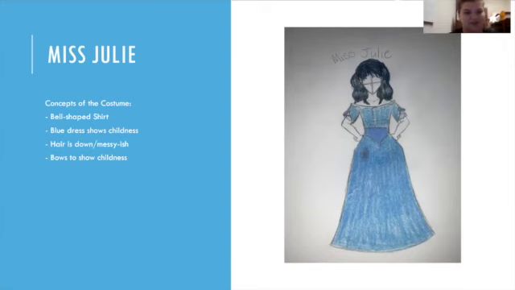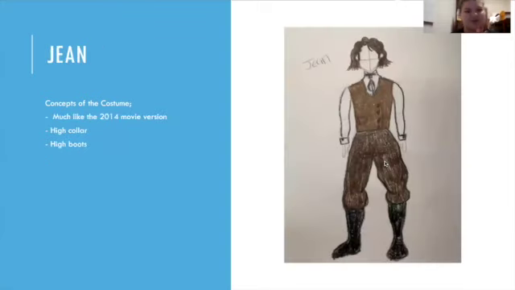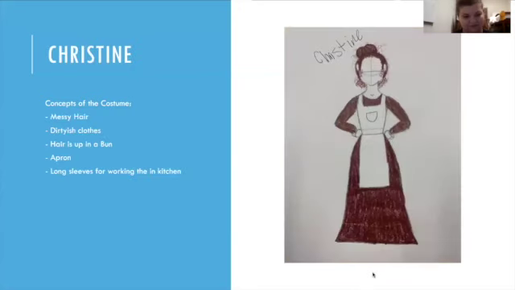And so next is John. With John, my main reference was obviously the 2014 movie version. My rendering was heavily influenced by that. During that time, high collars and vests were very prominent in fashion, and the high boots show that John wasn't of high class, but he wanted to be viewed that way. So I wanted his clothes to be a little bit nicer and more prestigious.